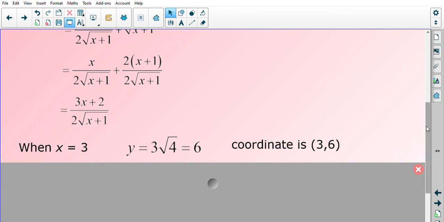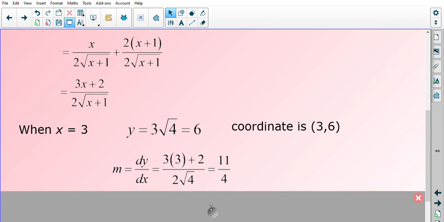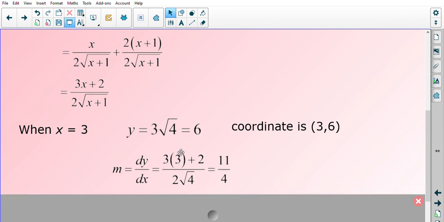Now let's work out what my gradient is. My gradient at the point when x equals 3 is found if I substitute x equals 3 into here. So let's do that just now. My gradient, if I do this properly, I should get 11 over 4. So that's my gradient, and that's my coordinate I'm going to use.